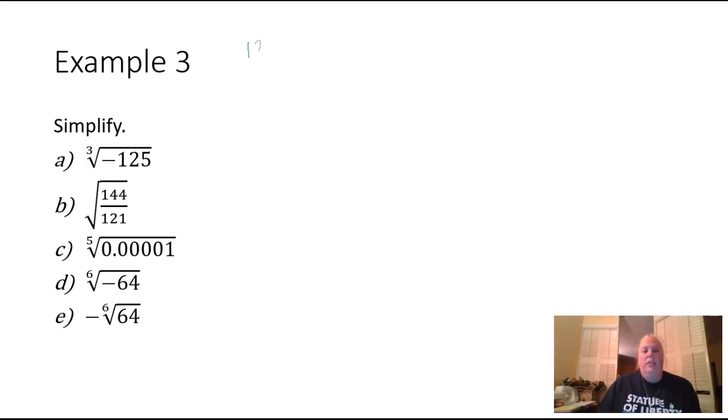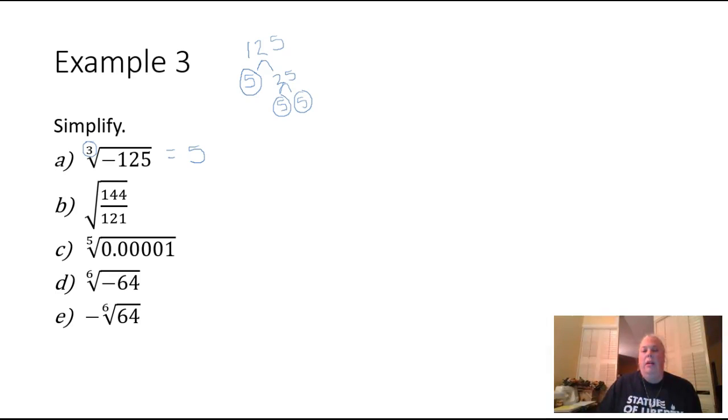If you come off to the side over here and you break down 125, we know that this is 5 times 25. 5 is a prime number. 25 can be broken down into 5 times 5. Those are also prime numbers. And since our index here is 3, I need to have 3 of the same number. I have 3 5s.